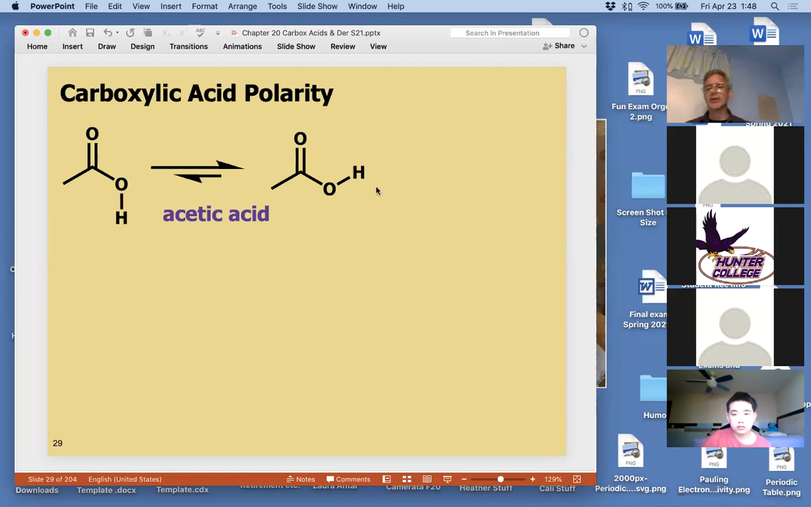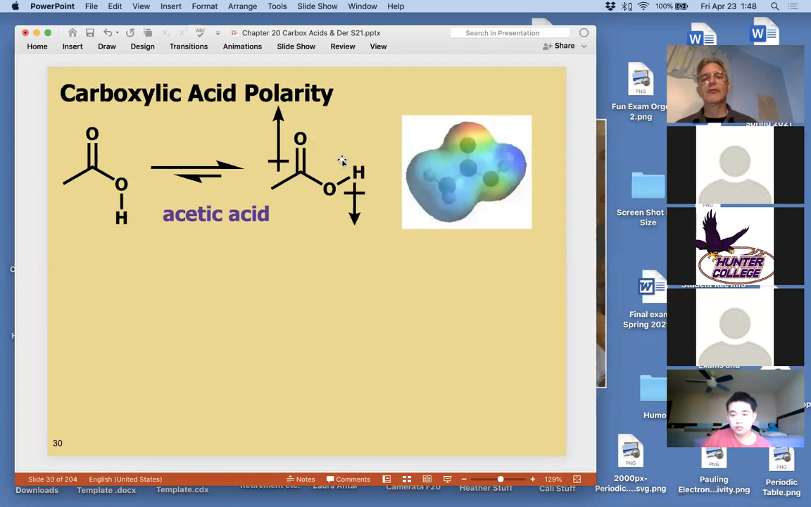Now, these things cannot be isolated. I don't think you can even resolve them at very low temperatures. They're in ready equilibrium, but they do exist. And it's the one on the right that is the lower energy, so on average, it's there more often.